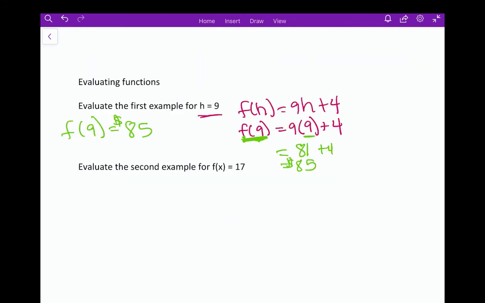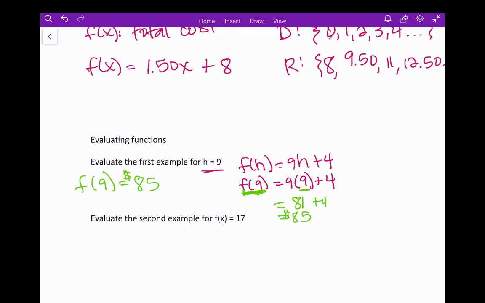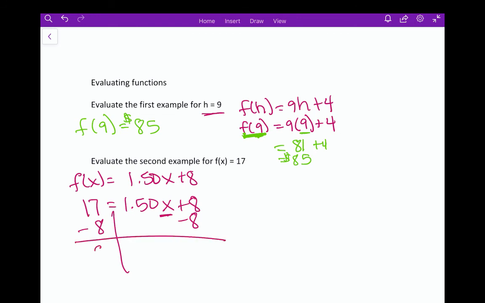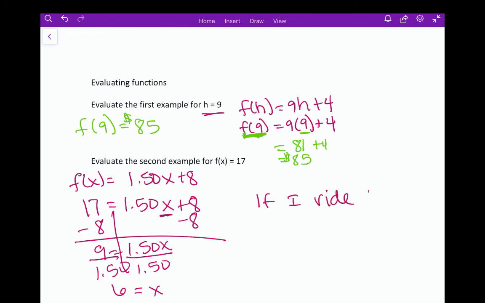Evaluate the second example for f of x equals 17. So here is our function, and we're trying to evaluate for f of x equals 17, which means that is the value of my function. I don't know when that is the value of my function. So I'm solving for x. So I'm going to subtract 8 on both sides. 9 equals 1.50x. Divide by 1.50. x equals 6. So what does that mean? That means if I ride 6 rides, I will spend $17.